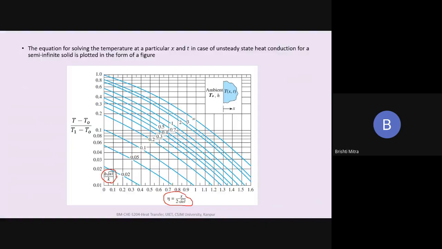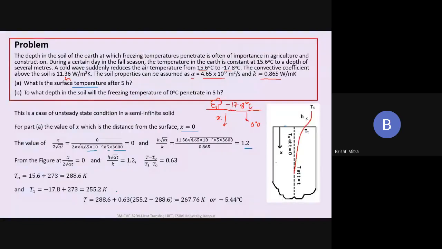So let us go back here and see. So x is equal to 0. So we are going from this point to a value where your h by square root of alpha t is equal to 1.2. So this is the value of 1 and this is the value of 1.2. So we increase it slightly from here, and what we come up with is that the value of (T minus T naught), T1 minus T naught, is equal to 0.63.